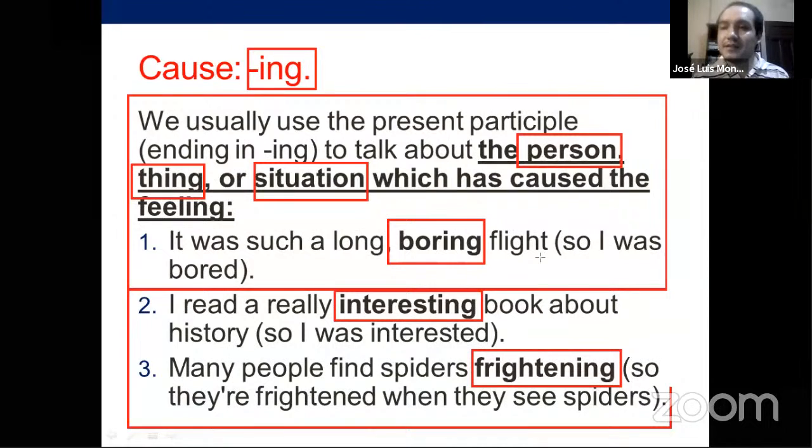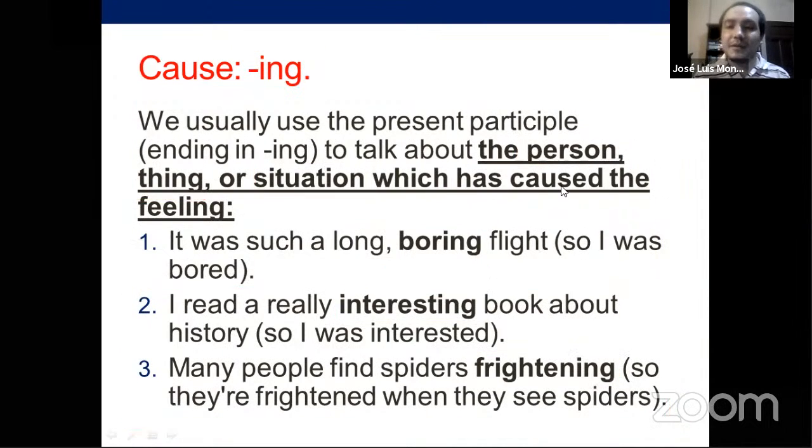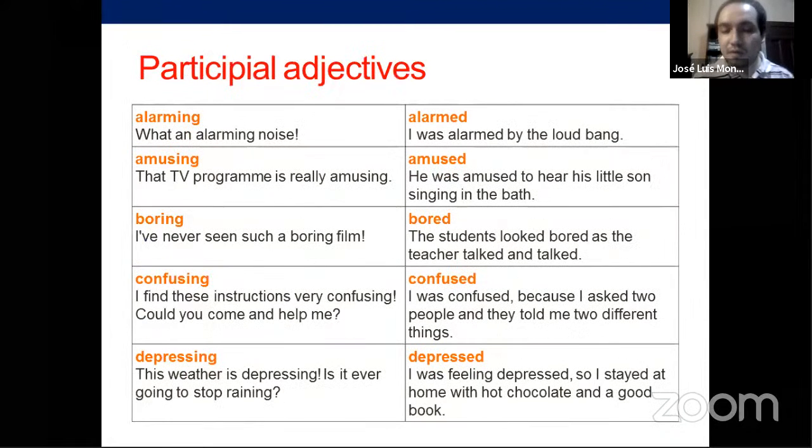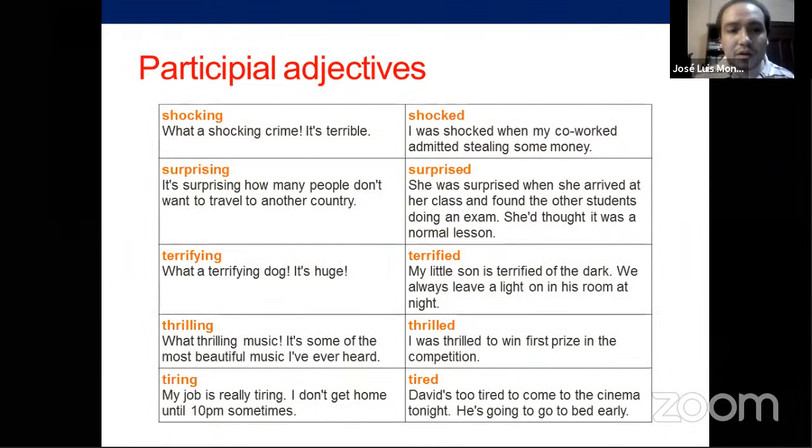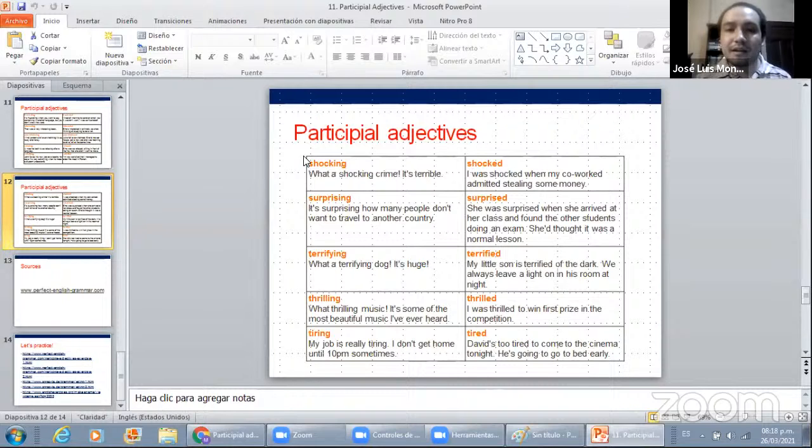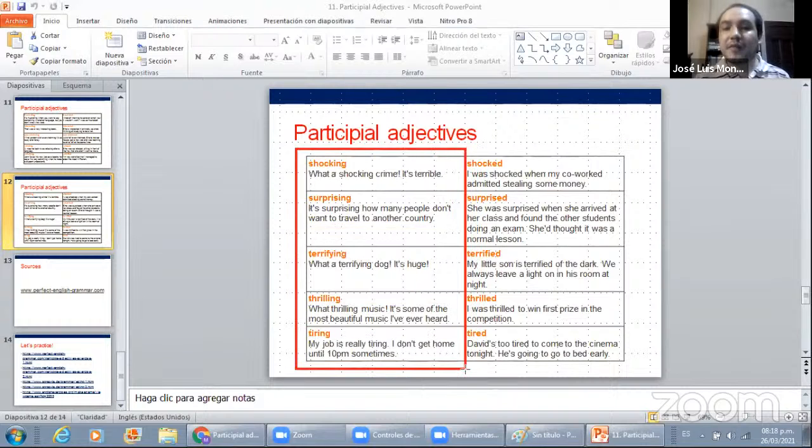To work and to practice this the same way we did, but this time, please, you're going again to go to the document. And this time, please, you're going to work with these adjectives. All right? Go to the document, please. Go to the file again and work with these adjectives that you have here: shocking, surprising, terrifying, thrilling, and tiring. Okay? Two sentences, please. Describe anything that causes or that produces this feeling.